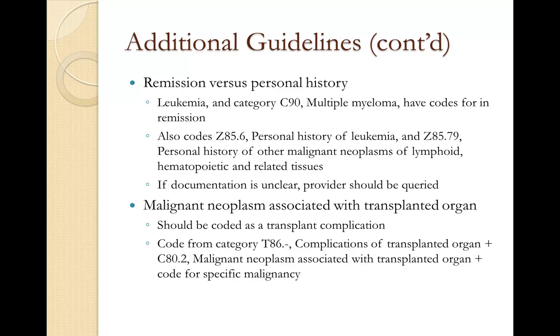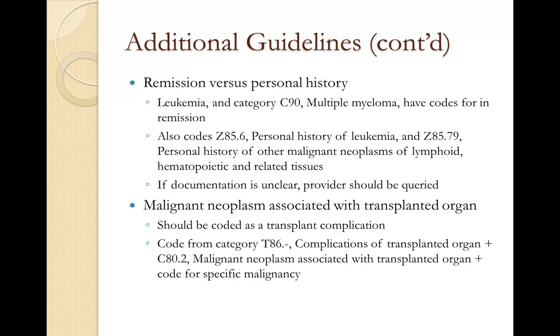Remission versus personal history. With malignancies like leukemia and myeloma, those more system-type cancers, they do have codes for personal history of and for remission. So really with this it's just watching your documentation to make sure that they really say it. Personal history, again, essentially means it's cured. So there is absolutely no treatment. It's not in remission. There's no real threat that it's coming back. I guess immediate threat, I should say.